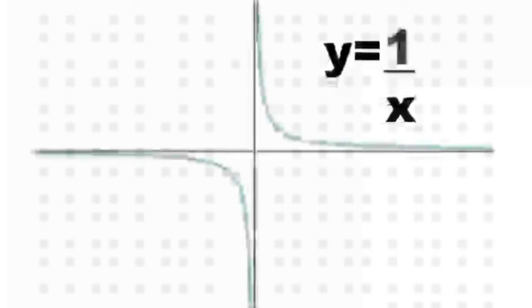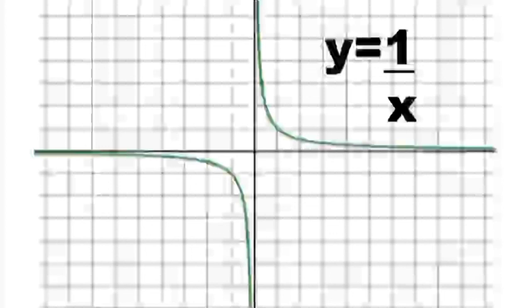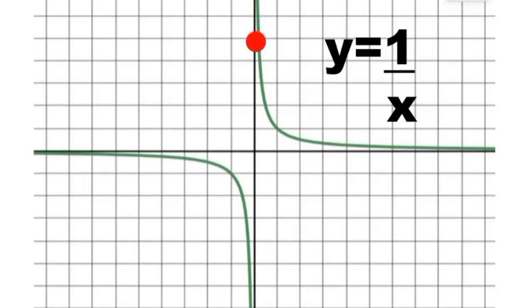And here is the graph of y equals 1 over x. This is a discontinuous function since there is a gap in the graph at 0. 0 makes the function undefined. The y-axis, or x equals 0, serves as the vertical asymptote, while the x-axis, or the line y equals 0, serves as the horizontal asymptote.